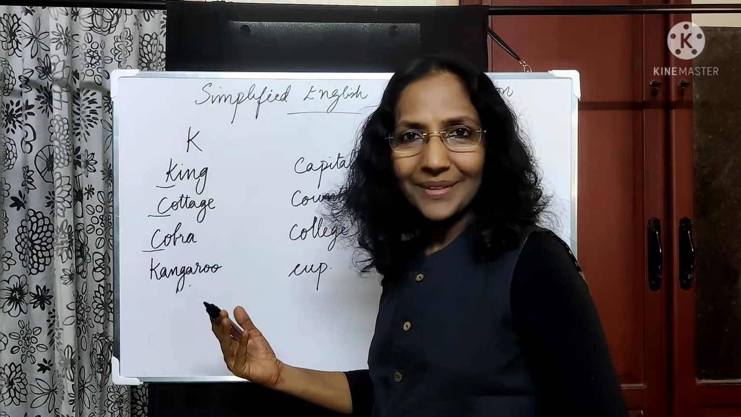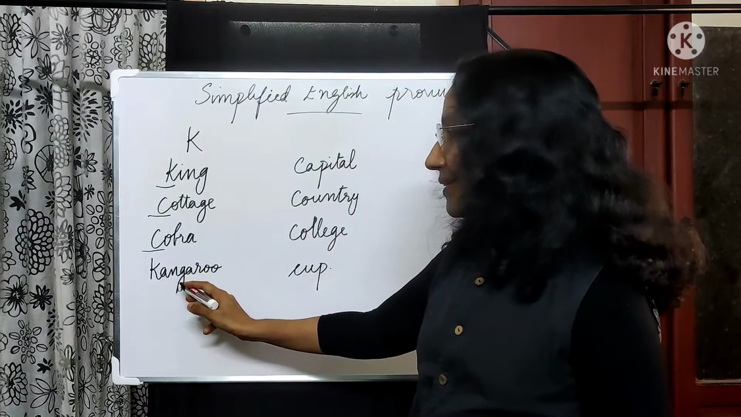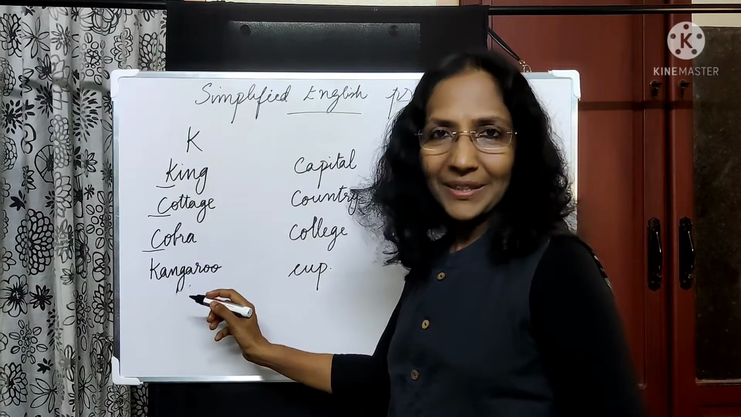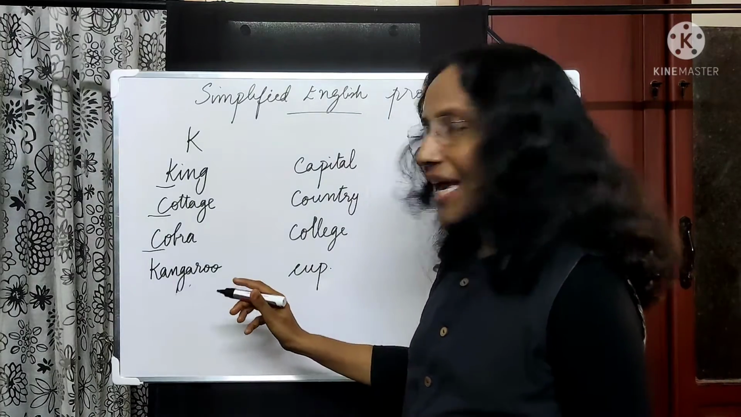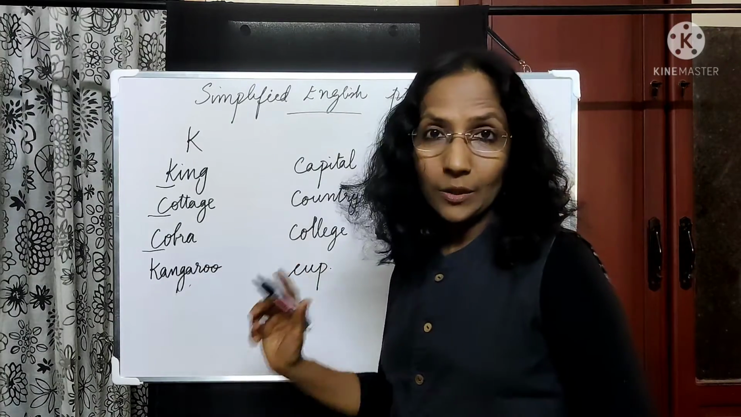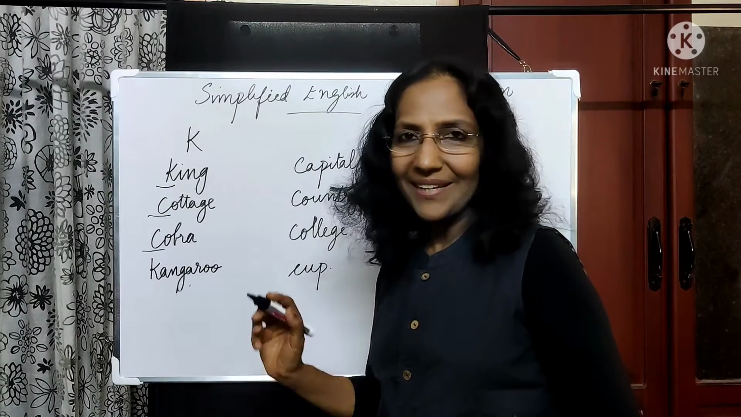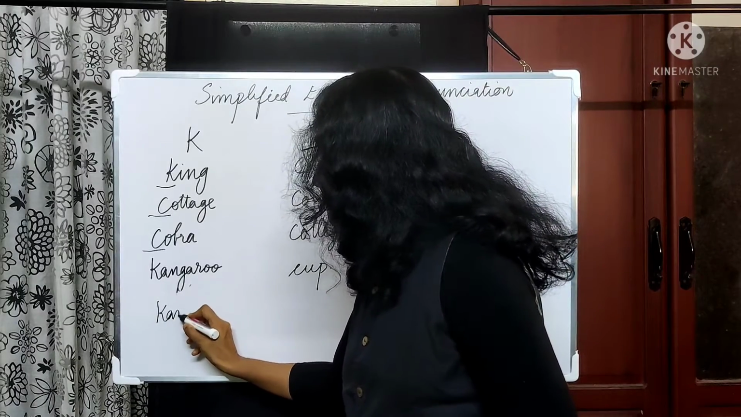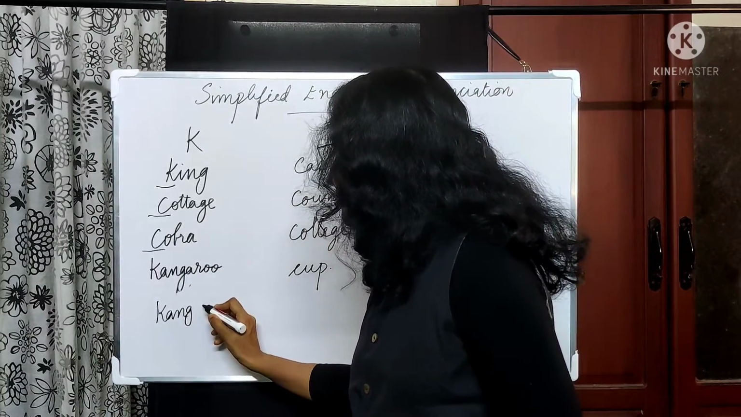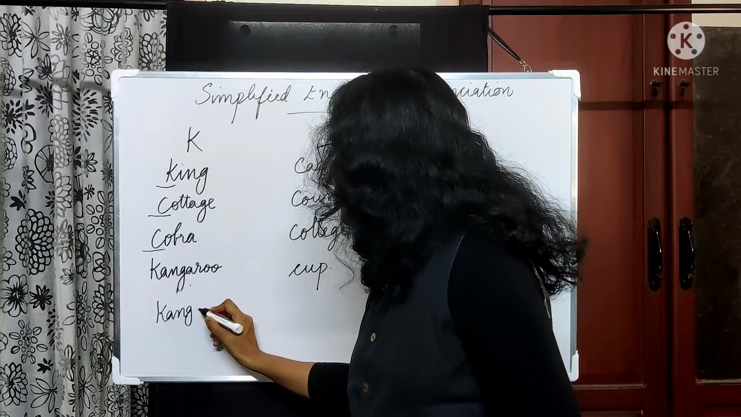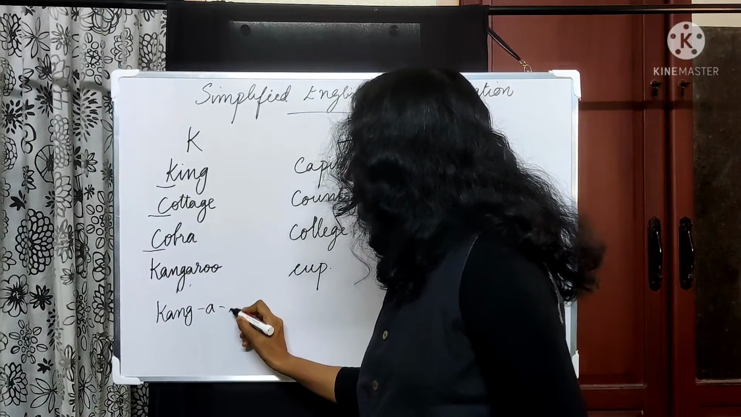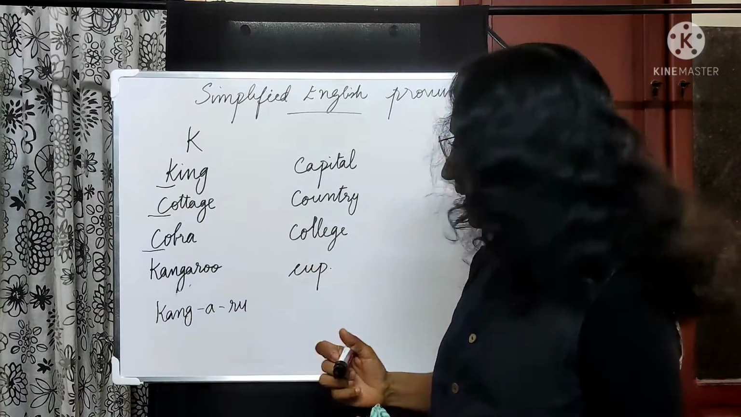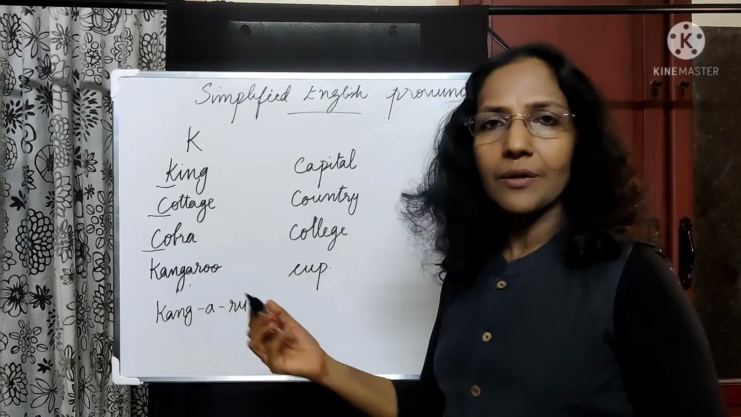Okay, it's Cobra. Now the next one, it is the name of another animal. It is kangaroo. The sound is like this: kan, ga, and roo. Kangaroo. That's it. That's how it is pronounced.